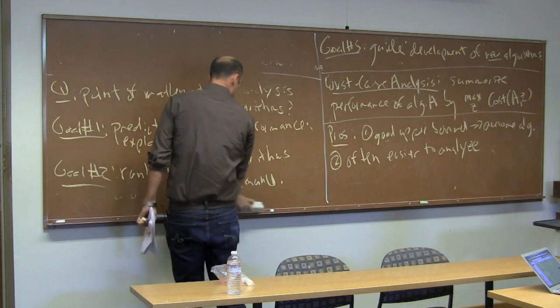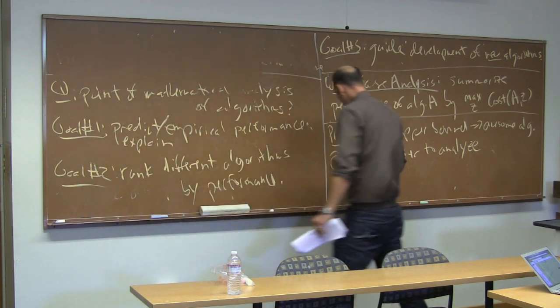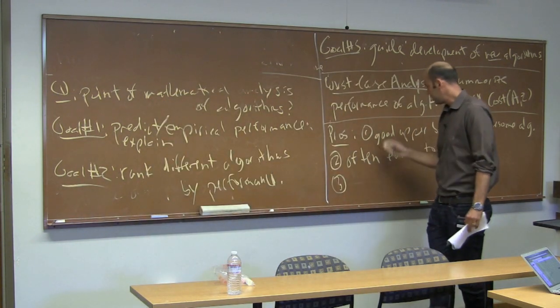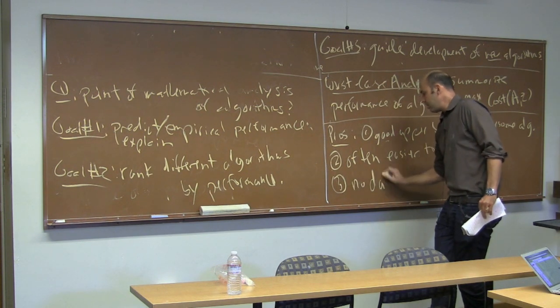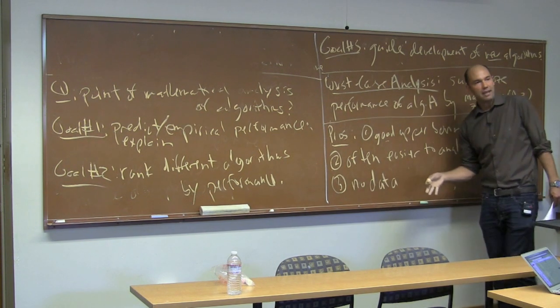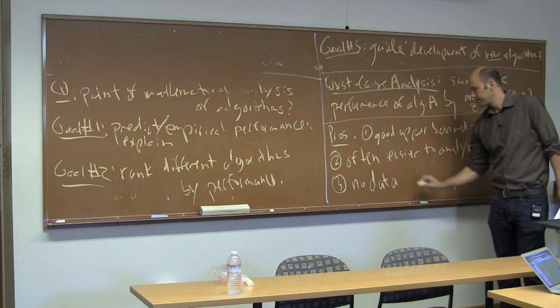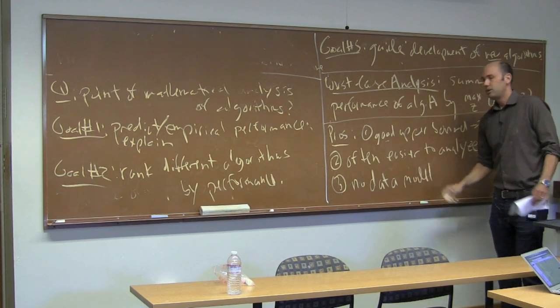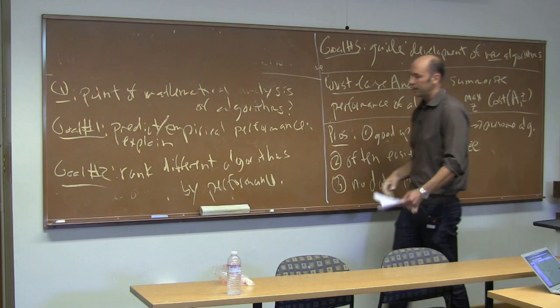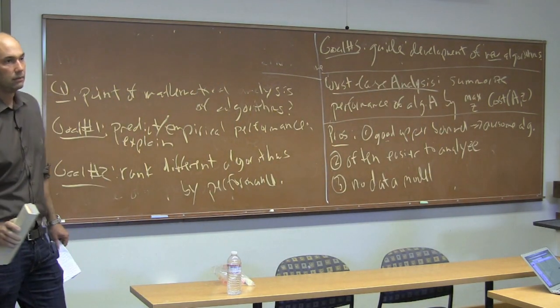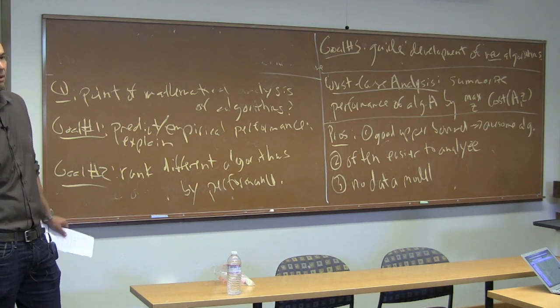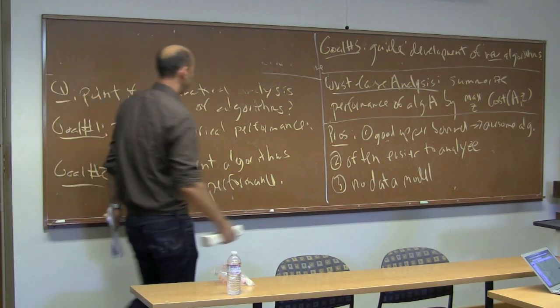All right, so three, the third pro, which is related to number one, is that you don't even need to try to understand your inputs. You do not need any kind of domain knowledge to feel confident that running this algorithm is a good idea. It's just an input by input guarantee. It's always good.